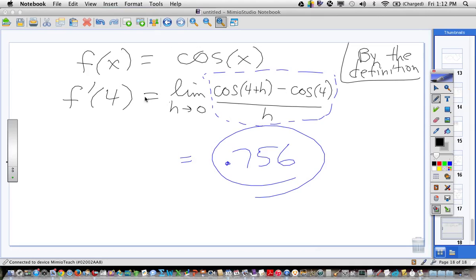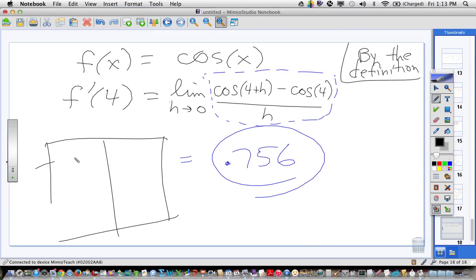I might give you this and say find f prime of 4 using the definition. Well, I'd probably do something like this: set up the limit using the definition for f prime of 4, then justify your answer by using a calculator table. You see what I'm saying? So what I would want you to do on this problem, if those were my directions, is write out your table, just like you did on the worksheet. But I would make that clear in the directions.